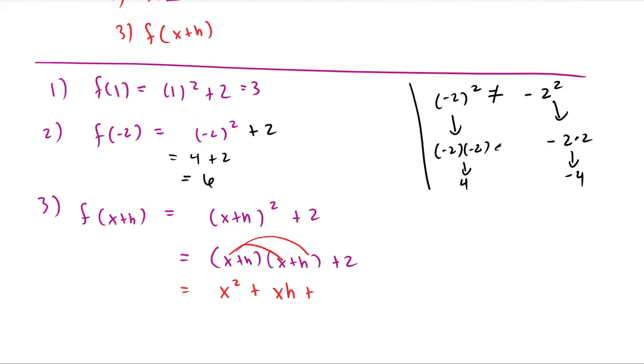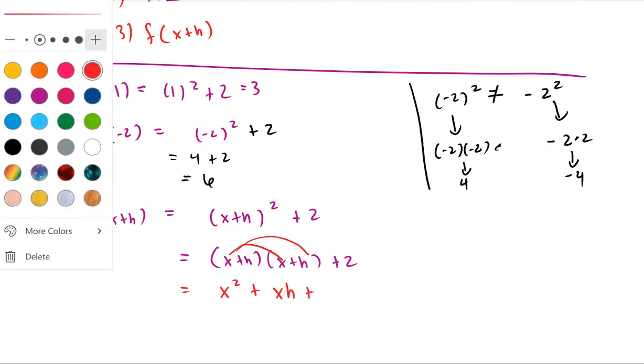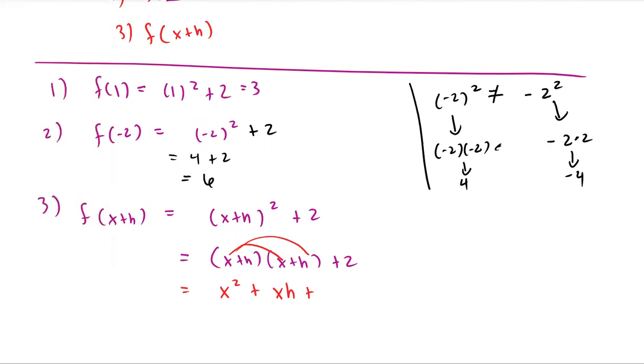plus, let me do a different color now. Let's do green. Plus inside times inside, right? So h times x. And multiplication is commutative. If you remember what commutative means, it means that it doesn't matter in which order you write the terms. Same with addition. Addition and multiplication, it doesn't matter in which way you write the terms, it's the same thing. So when I say h times x, it's the same as x times h. And finally, inside times outside, that's h times h, that's h squared. And we still have the plus 2.